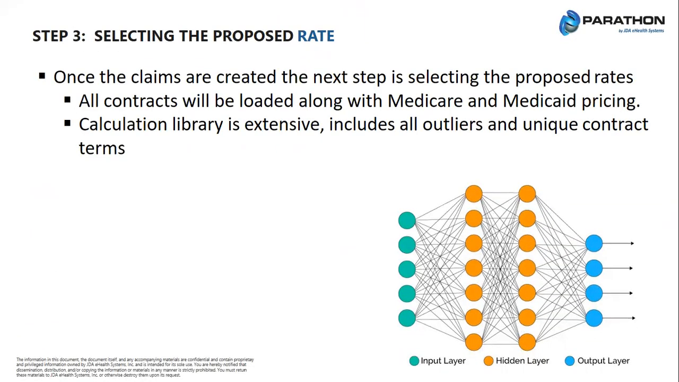Step three is selecting the proposed rate. Once the claims are selected, you need to select the proposed rate. The good part here is that Parathon has all the contracts loaded, to include Medicare and Medicaid pricing. Our calculation library is one of the most extensive in the industry and includes all outliers and unique contract terms.